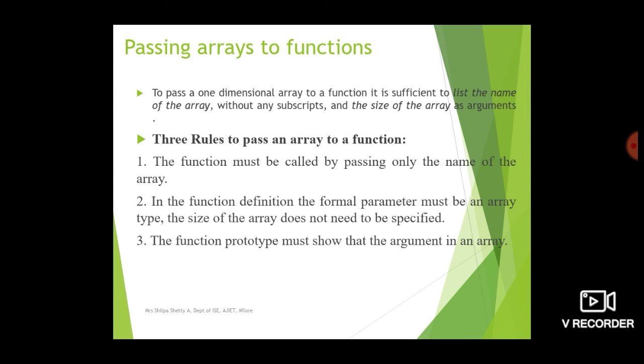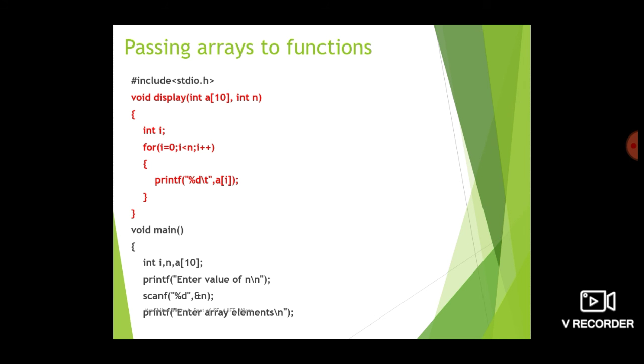The third rule is that the function prototype must show the argument as an array. So in the function prototype, you have to mention the name of the argument. These are the 3 rules to pass an array to a function. So let us see an example here to pass an array to a function.